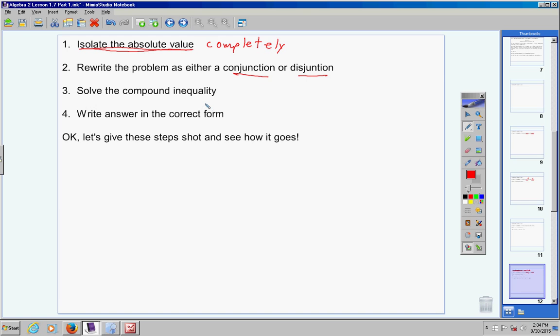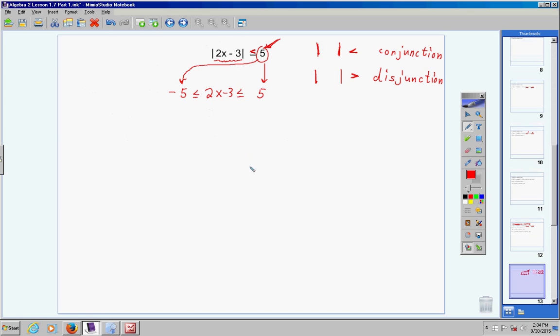Solve the compound inequality. Well, that's pretty easy. We know how to solve this. We want to get x all by itself, correct? Remember, we just learned how to solve these last week. We want to get x all by itself in the middle. So what two numbers do I want to get rid of? 2 and -3. Which one do you always get rid of last?